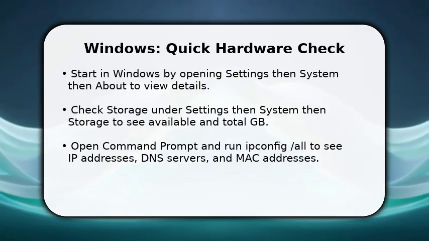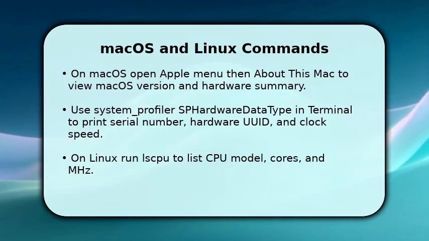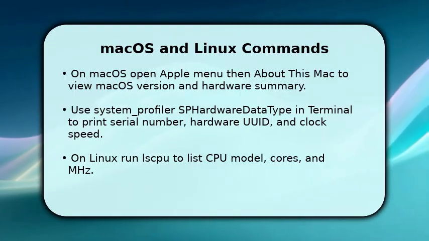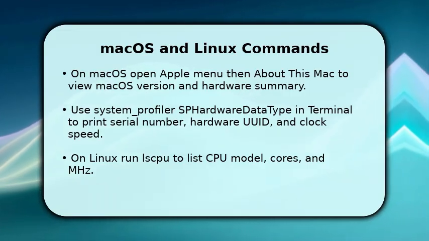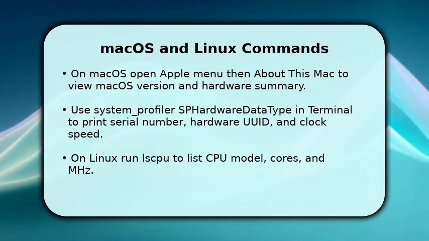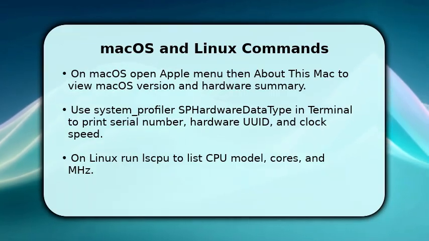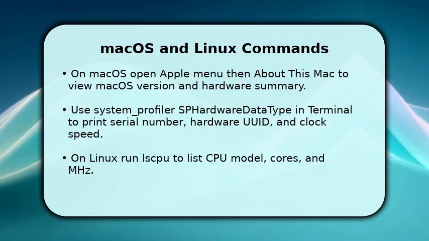On Mac OS, open Apple menu, then About This Mac to view Mac OS version and hardware summary. Click System Report to see model identifier, processor name, number of cores, and RAM in GB. Use system_profiler SPHardwareDataType in Terminal to print serial number, hardware UUID, and clock speed.